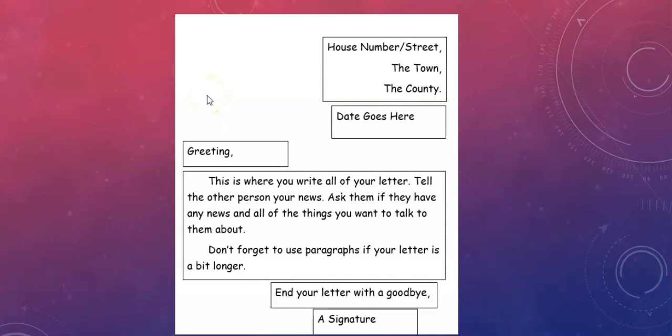Okay, so here we have our template for writing a letter, and you can see that there are a number of elements in a letter, and I've divided these into boxes. So we're going to go through them. We'll talk about what these different elements are, these different parts.